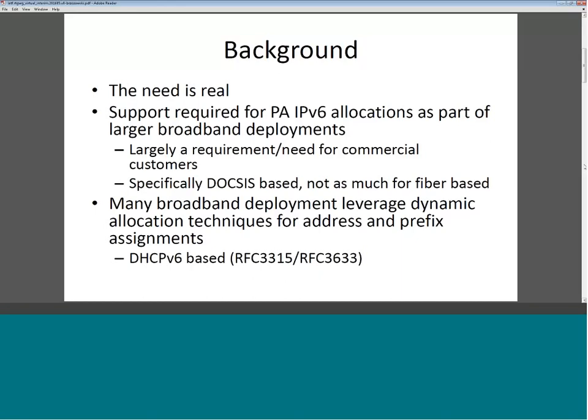Just so everybody's clear, this is very much revolving around DOCSIS-based, broadband-powered services, mostly in the commercial space. But you'll see there's a use case here that is very much residential in nature, and everything we'll talk about is around dynamic provisioning, a la DHCP6 for PD and addresses.